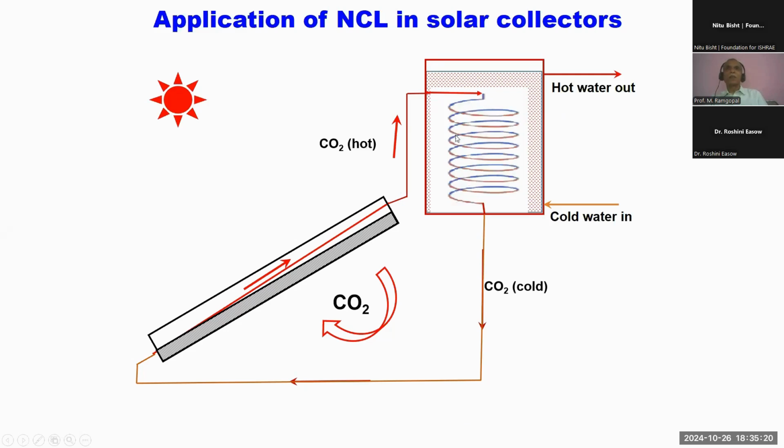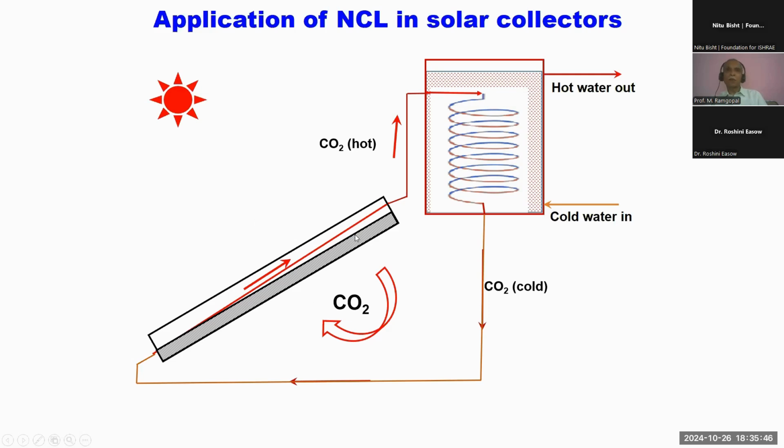So here there is no mixing of water with the fluid which is circulating in the solar collector. So we can use carbon dioxide as the circulating fluid in the solar collector, and this hot carbon dioxide transfers heat to the water through this heat exchanger, which is immersed in the hot water storage tank. The advantage of using carbon dioxide is, again, you can have very highly efficient heat transfer.